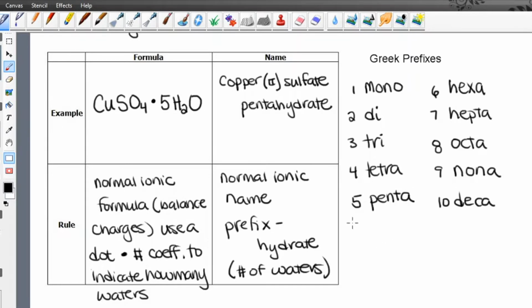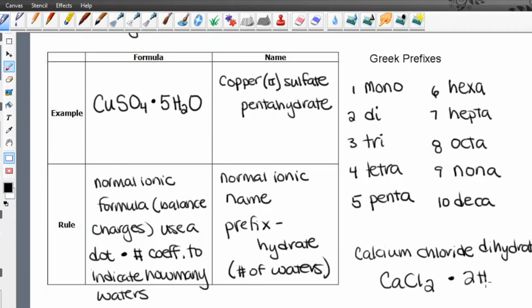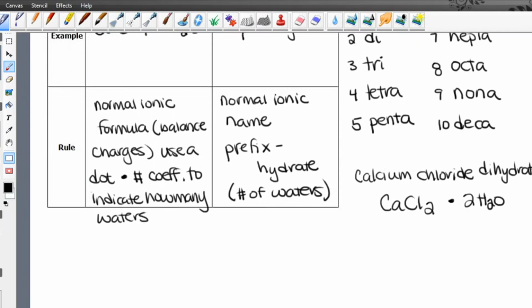And like I said, there's lots of different hydrates. There's calcium chloride dihydrate. This is the salt that you guys put on your driveways in the wintertime to de-ice them. So the formula for this would be CaCl2, balance your charges, dot 2H2O. It's an example of a common hydrate.